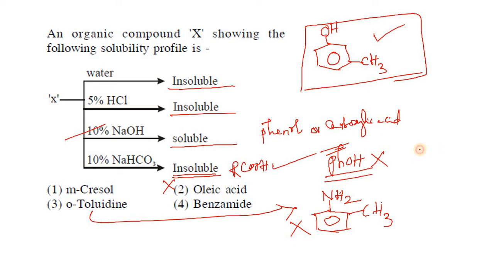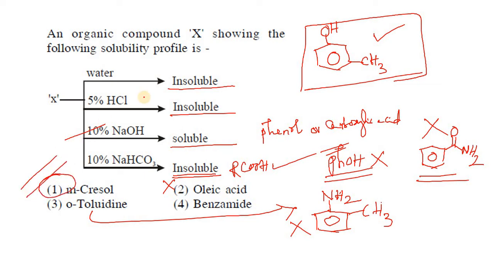Benzamide is weakly basic, or you can say it's nearly neutral. If you take amide, benzamide, this one is insoluble in both acidic and basic, weakly basic or neutral. So this one also wrong. So what is the correct option? Okay, metacresol. This one is the correct option. First one is the correct option.